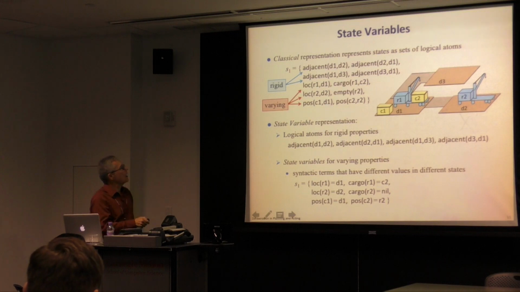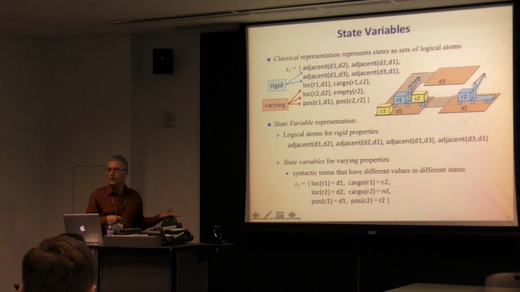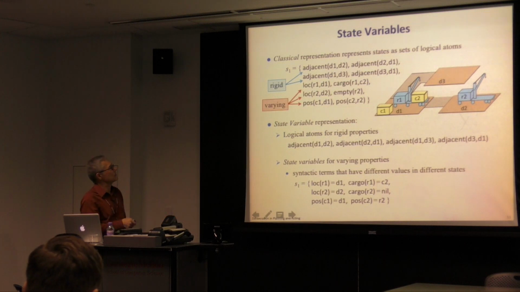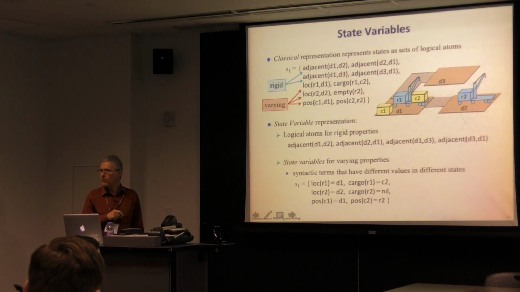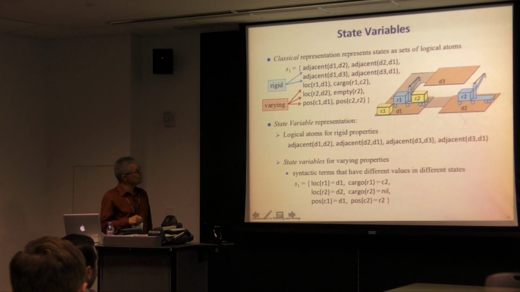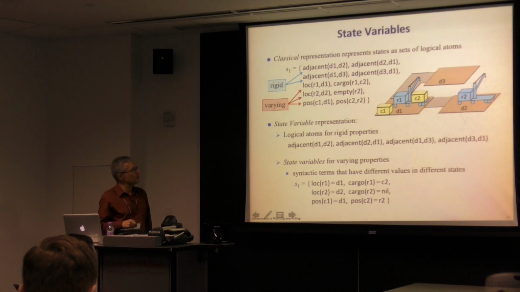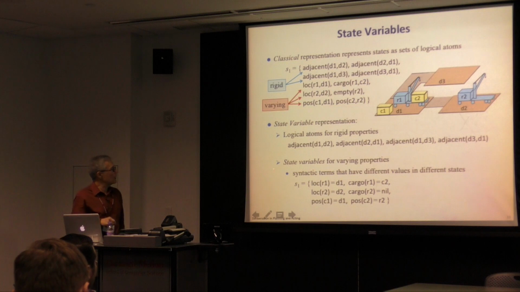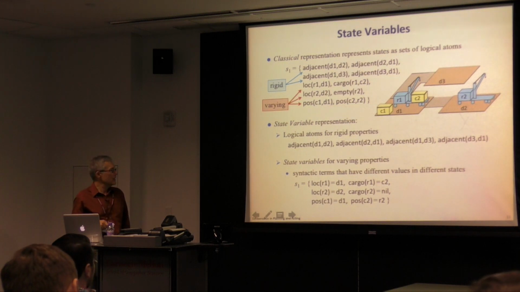Okay? On the other hand, the other properties are things that will change as the robots perform their actions. Where the containers are that they're picking up, where the robots are. Okay? State variable representation, we're still going to use logical atoms for the rigid properties, in this case the adjacency information. And for the varying properties, we're going to use state variables.